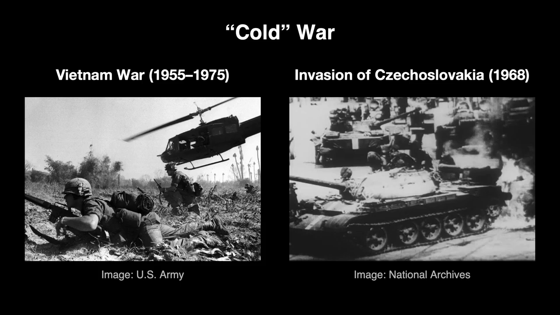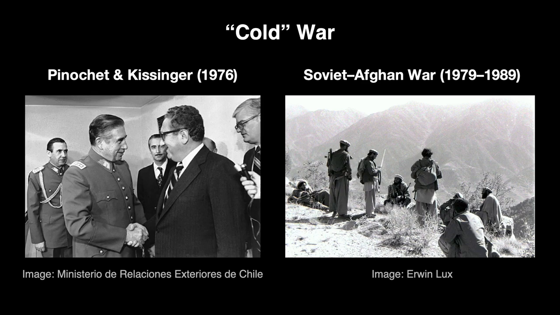We have already talked a bit about the Vietnam War and the invasion of Czechoslovakia. The Cold War also meant allying with nasty individuals such as Augusto Pinochet, who was responsible for the brutal deaths of thousands of Chileans. On the left is a picture of Pinochet shaking hands with the then Secretary of State of the United States, Henry Kissinger. The Soviet-Afghan War was another proxy war where the Soviet Union tried to establish a communist government in Afghanistan, while the United States backed insurgent groups.